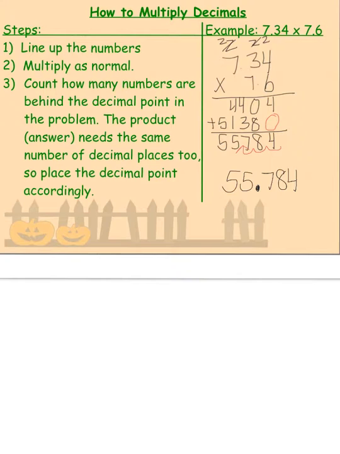I'm trying to make that an obvious decimal point. Because on your homework, same thing. If I have to guess where your decimal point is, I'm going to mark it wrong because it's not clear to me. So make sure your decimal point is visible enough in your answer so I know where it's located at.